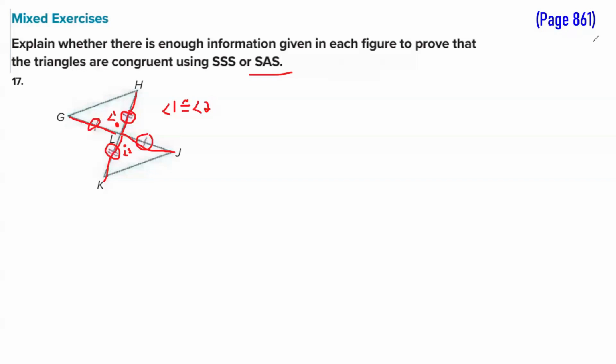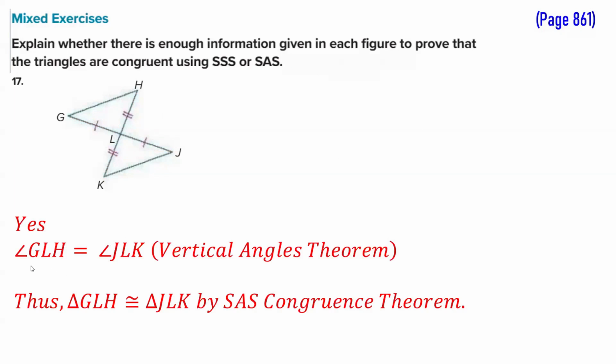So I can write the angle JLH is congruent to the angle JLK because these angles are vertical angles. So these two triangles are congruent by SAS. And it is very important to write the congruency statement correctly. The triangle GLH is congruent, as you see here, to the triangle JLK.